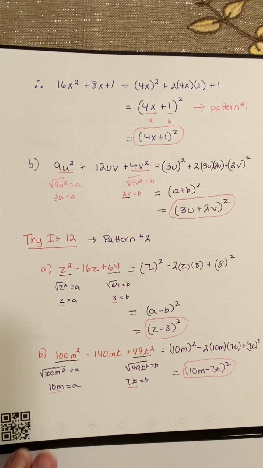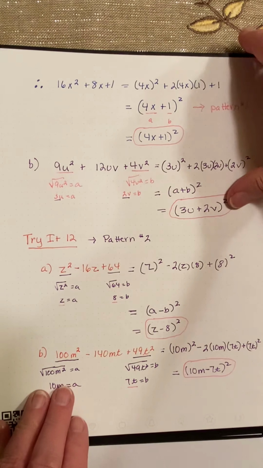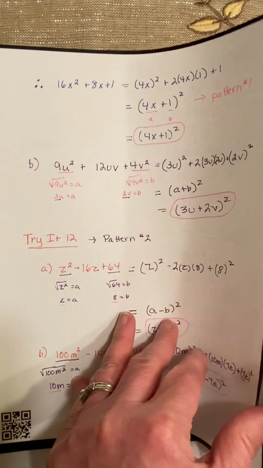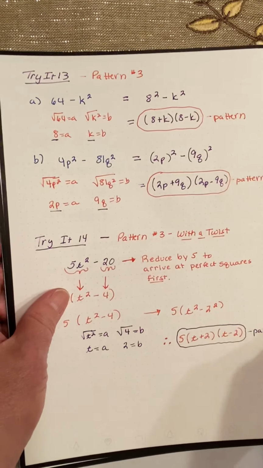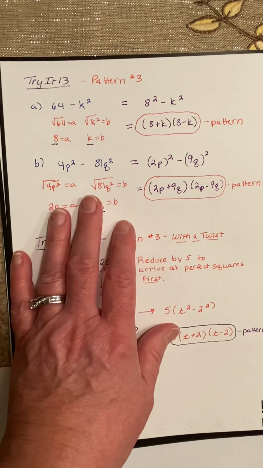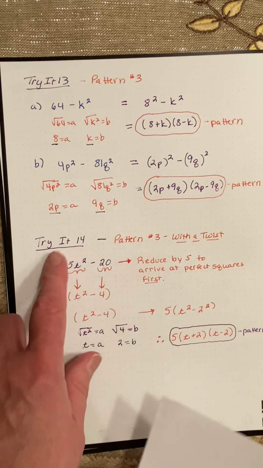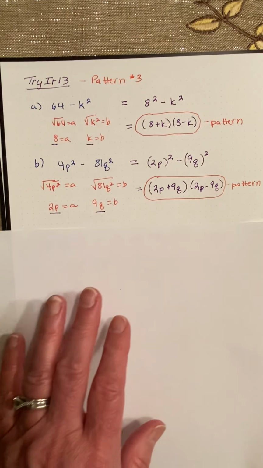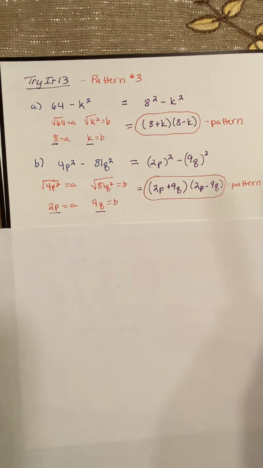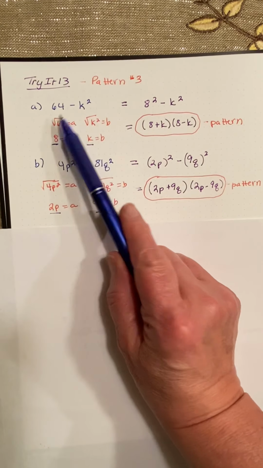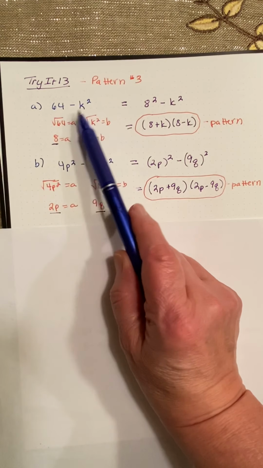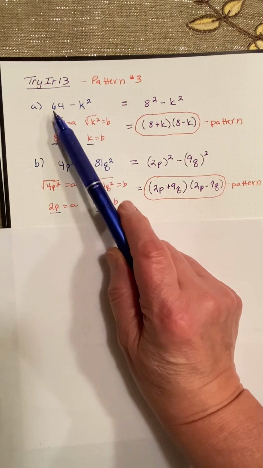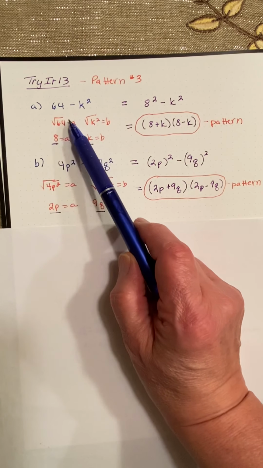Okay, that takes care of try it 12. Moving on, I'm going to go to try it 13, which uses pattern 3. Okay, pattern 3. And of course you see pattern 3 with a twist, but we'll wait a minute with that. So I have 64 minus k squared. Again, just like my other problems, I'm going to find the square roots of each of these to get back.